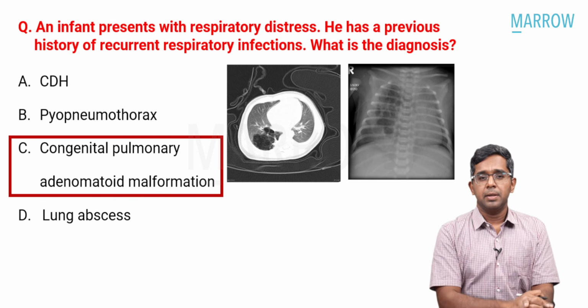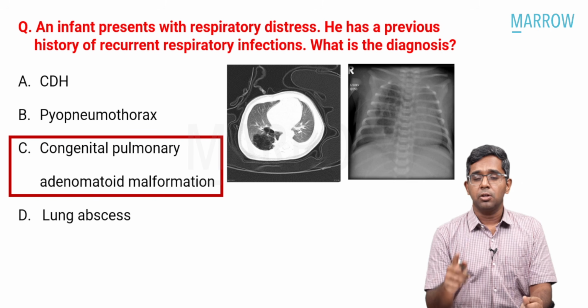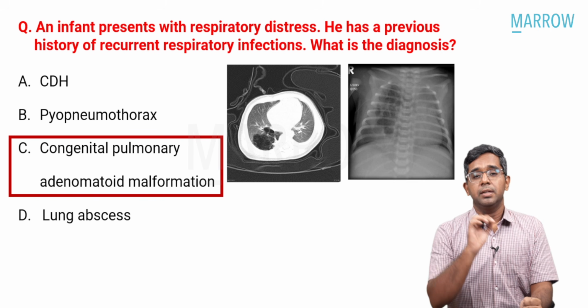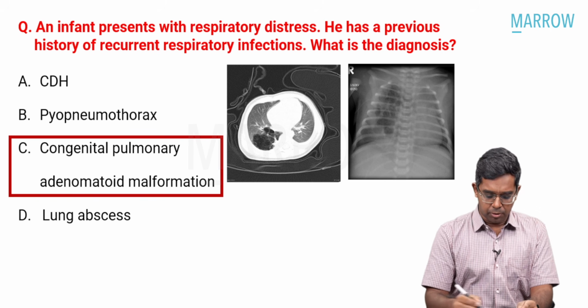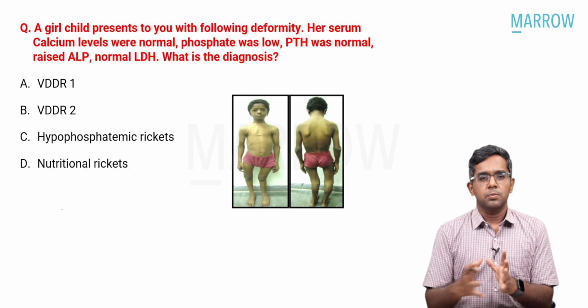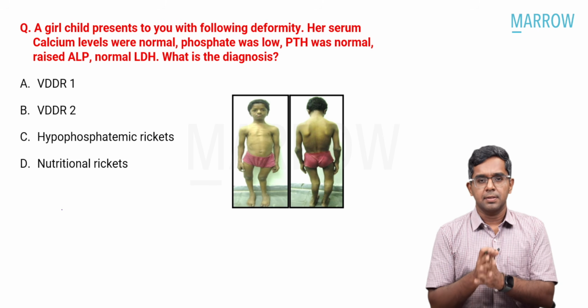Remember, in diaphragmatic hernia, the diaphragm outline will not be preserved, but in CPAM, the diaphragm outline will be preserved. That is the important thing. Moving on to the next question, one of the repeatedly asked questions in the section of pediatrics.